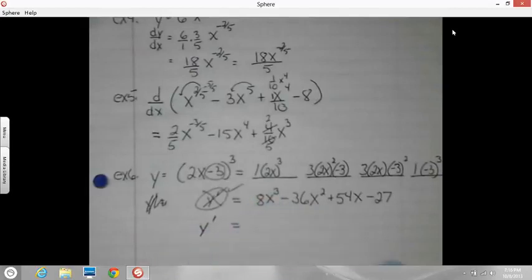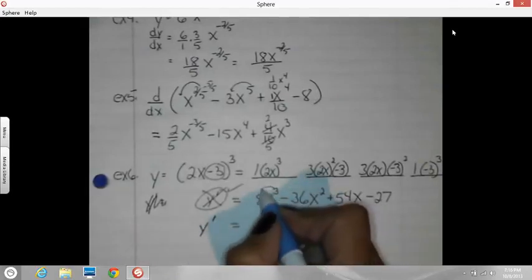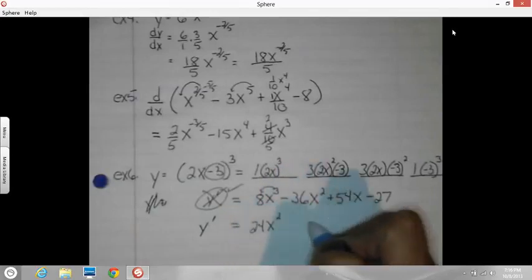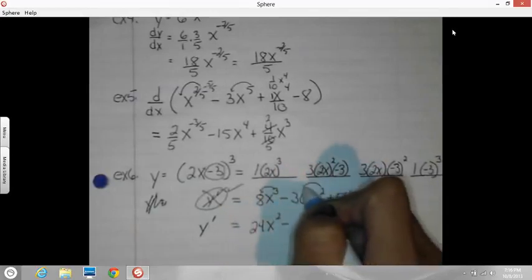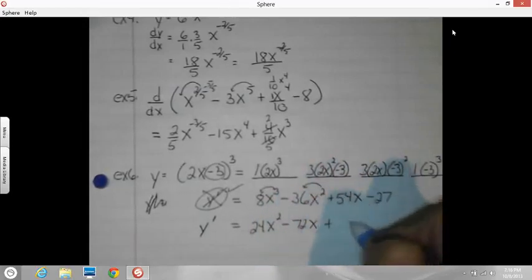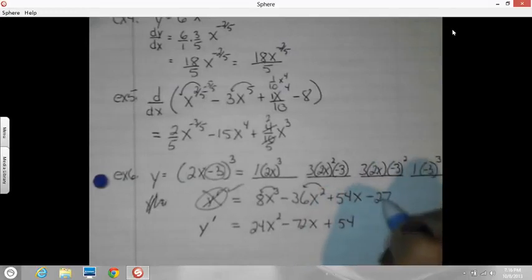Now I do that little shortcut rule. Multiply and subtract 1. So it's 24x squared minus 72x plus 54 times 1, and the constant goes to 0.